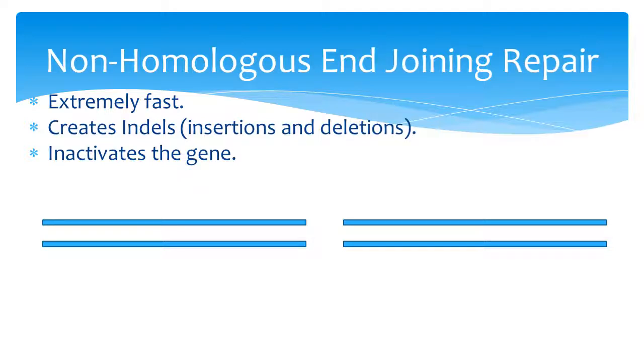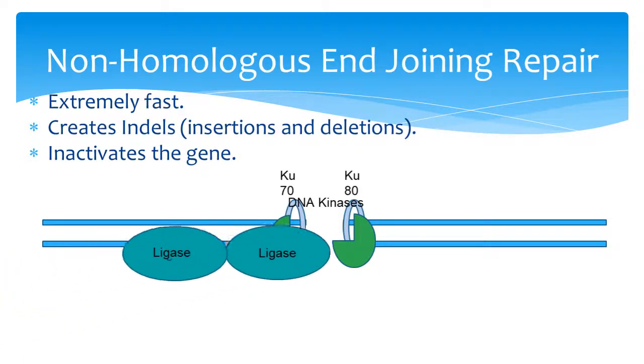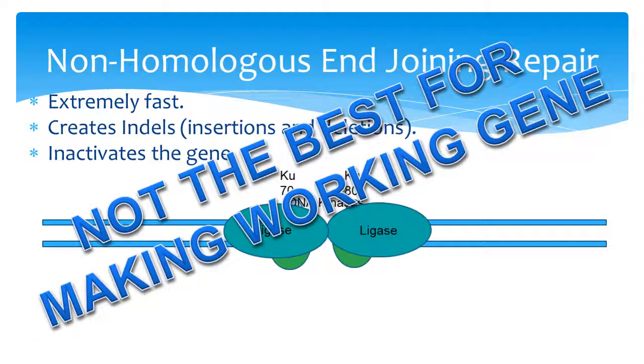This is extremely fast. It creates indels, which is a collective term for insertions and deletions, and overall it inactivates a gene. In order to signal that there's a double-stranded break, we have a Ku heterodimer align over the double-stranded break, and these recruit two DNA kinases along with DNA ligase to ligate the two strands together. This is definitely not the best for creating a working gene.